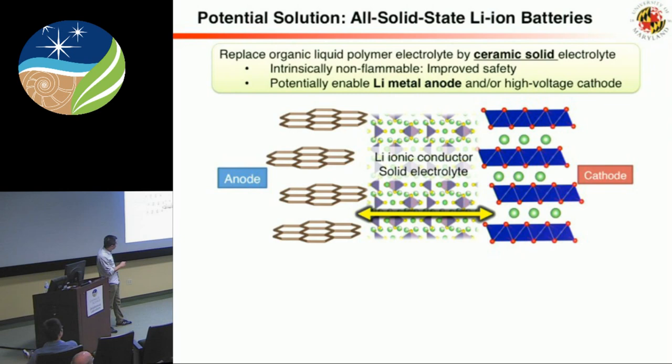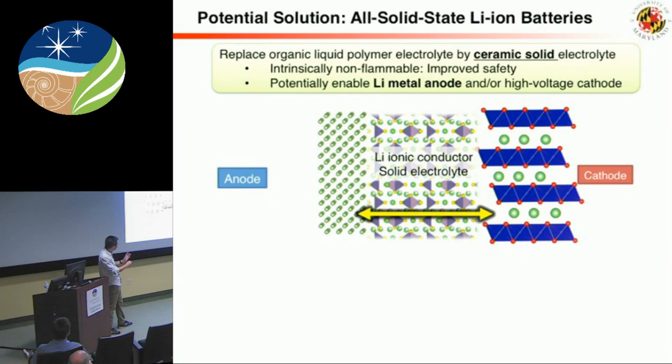So a solution that people propose for the next generation battery is to replace this organic electrolyte in the middle with a ceramic solid electrolyte, in a sense to resolve these two great challenges of the electrolyte. The advantage of using a ceramic solid electrolyte is, first of all, that many ceramics are intrinsically non-flammable, so you may have improved safety.